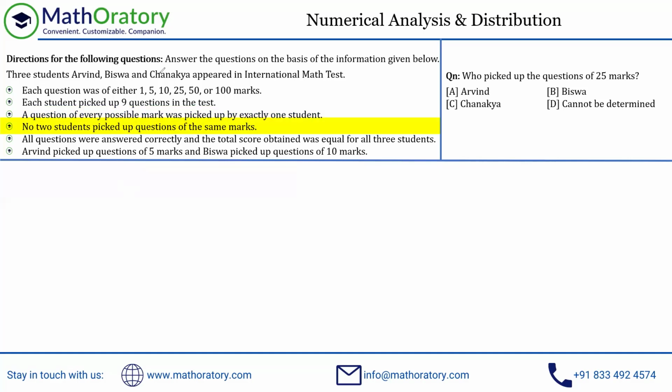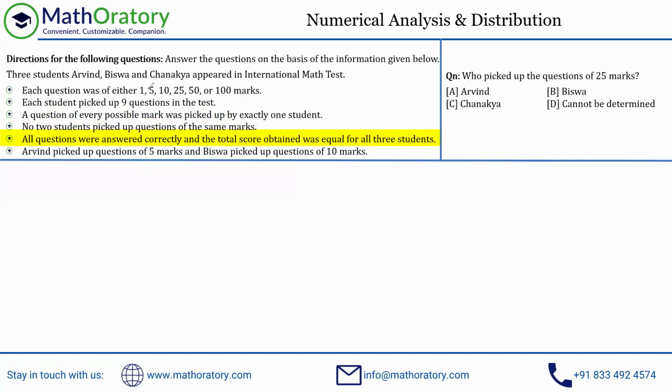Okay, the fourth point says no two students picked up questions of the same marks. Okay, so this is what I was pondering on. Anyhow, that is now resolved. For example, if A picks up the 25 marks question, then B cannot pick up a 25 marks question. It has to pick up some other marks. So only one student has picked up a particular mark, not the other students. Great. But all the possible marks are picked up. That is what the third point was saying. So the third and fourth are the critical ones.